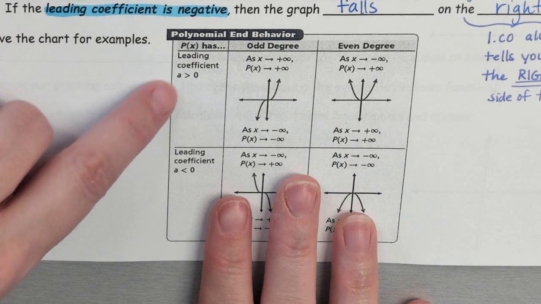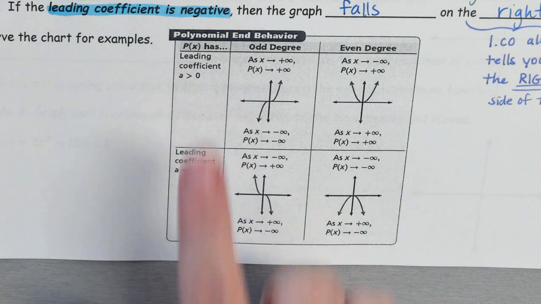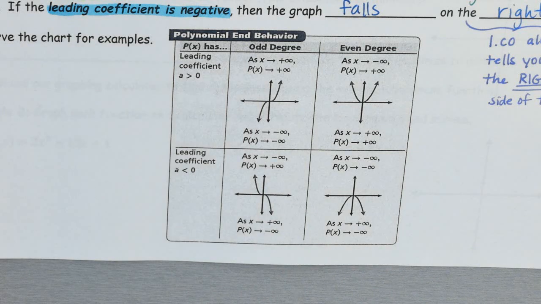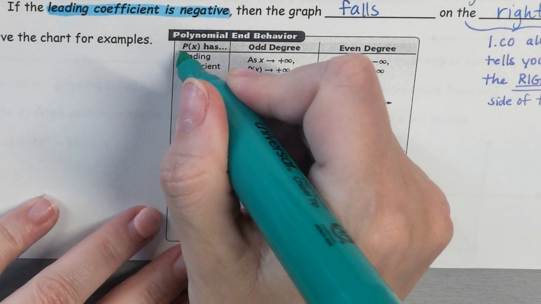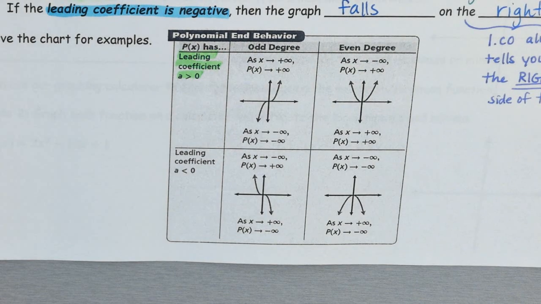Okay, so it says if P of X has, and the first thing it talks about is the leading coefficient. A is greater than 0, which means if A is greater than 0, the leading coefficient is what? Yeah, positive.